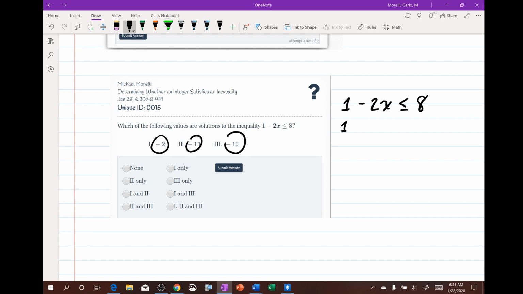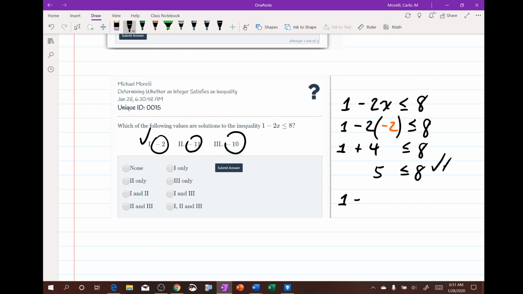What I'm going to do is put in 1 minus 2, open parentheses, and then I'll put in negative 2, close parentheses, less than or equal to 8. I want to evaluate this and see if it's true or false. So that's 1 plus 4 less than or equal to 8. Is that true? Is 5 less than or equal to 8? Yes. So it's definitely 1 is true. Now we have to test the other ones.